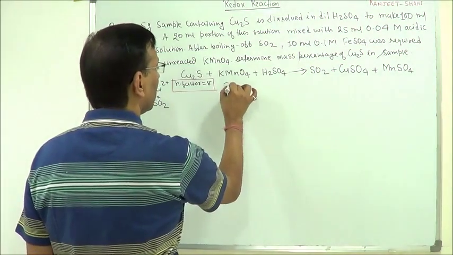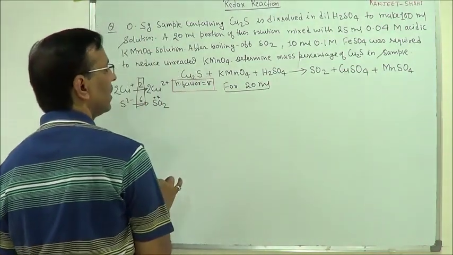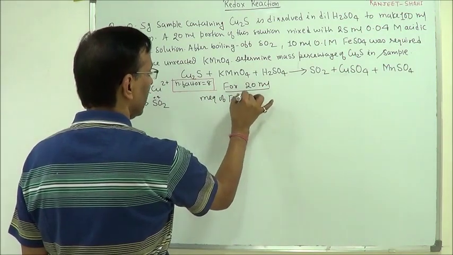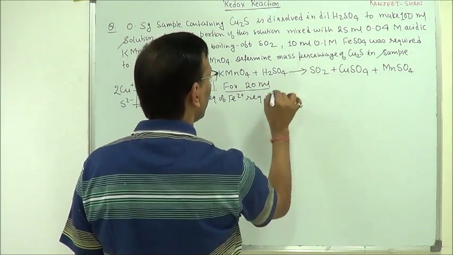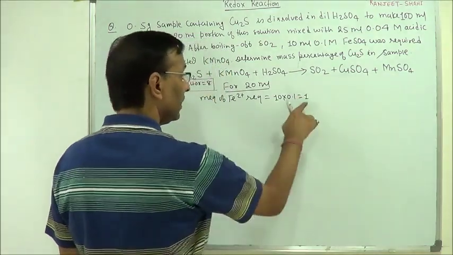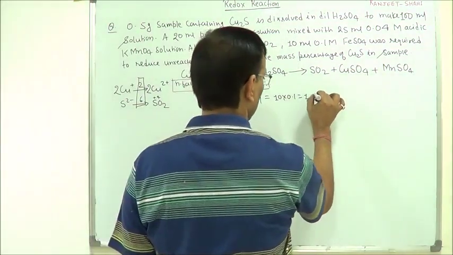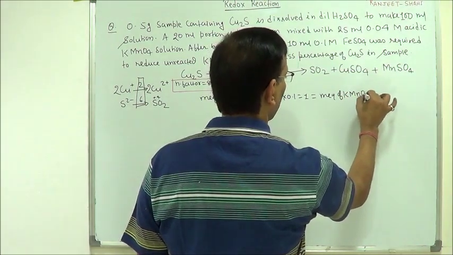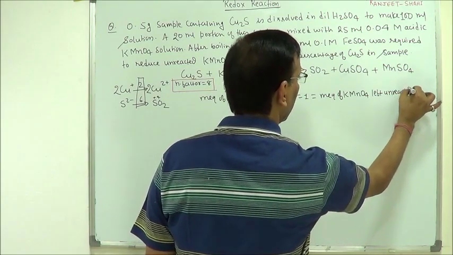So for 20 ml, if we perform the calculation, the milliequivalent of ferrous ion required is 10 into 0.1, 1, and that will be equal to the milliequivalent of potassium permanganate left unreacted.